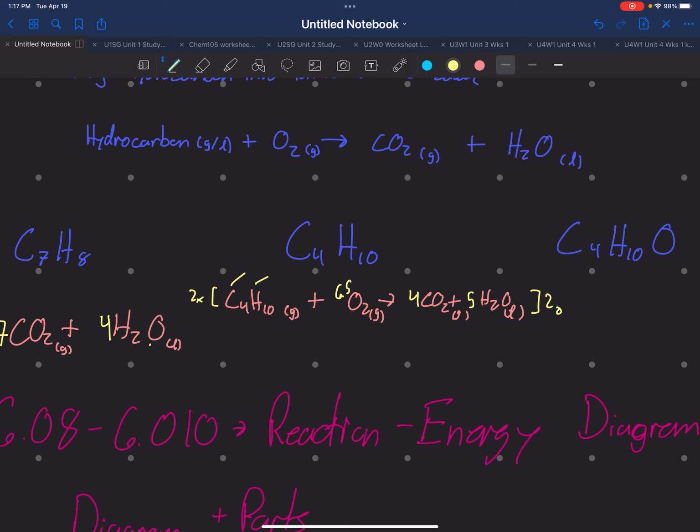So the final answer would be 2C4H10 gas plus 13O2 gas leads to 4. No, not 4. 8 CO2 gas plus 10 H2O liquid.